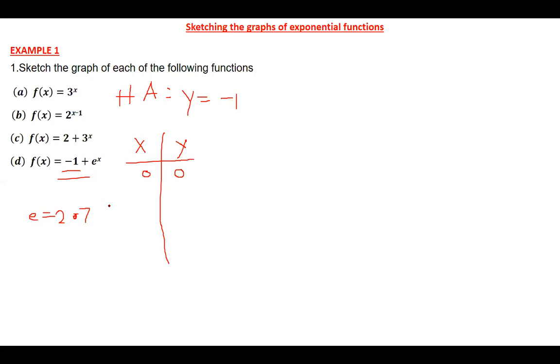So what I'm going to do here is replace it. Let me try to find another number which I can put there. For instance, if I put 1, e to the power 1, I'll still get the same 2.7, which is equal to e. And then -1 plus 2.7, if I put 1 there, I'm going to get 1.7. So I can now do the sketching here.